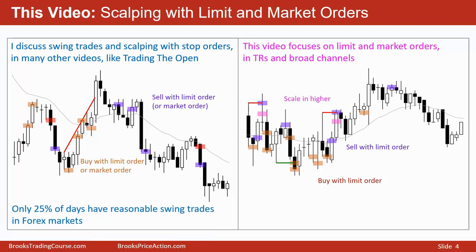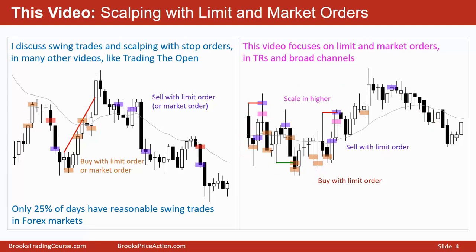In the Forex markets, only about 25% of the days have reasonable swing trades. So if you're a Forex trader and a day trader, for the most part, you're going to be scalping. And a lot of your entries are going to be with limit orders. This is what a typical day looks like in the Forex markets on a 5-minute chart.